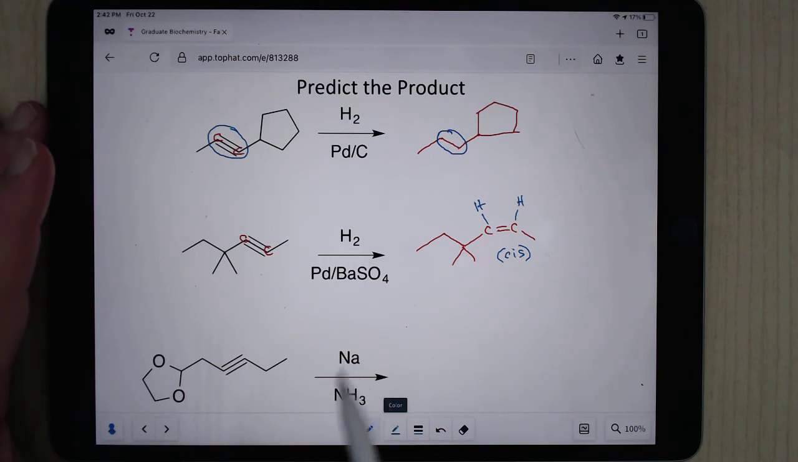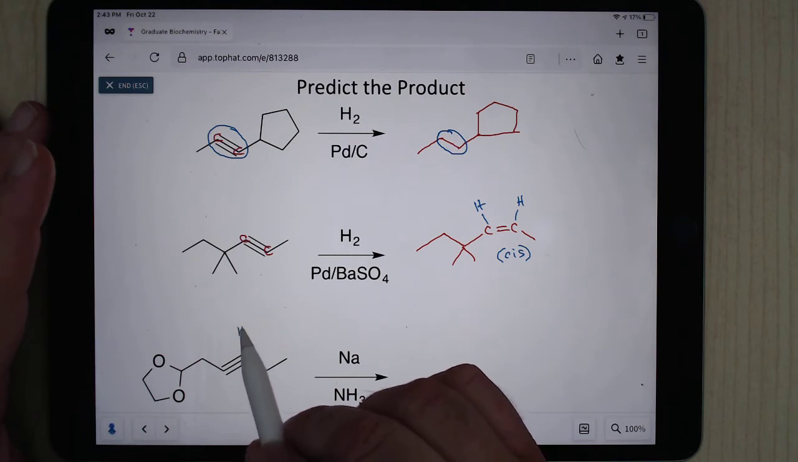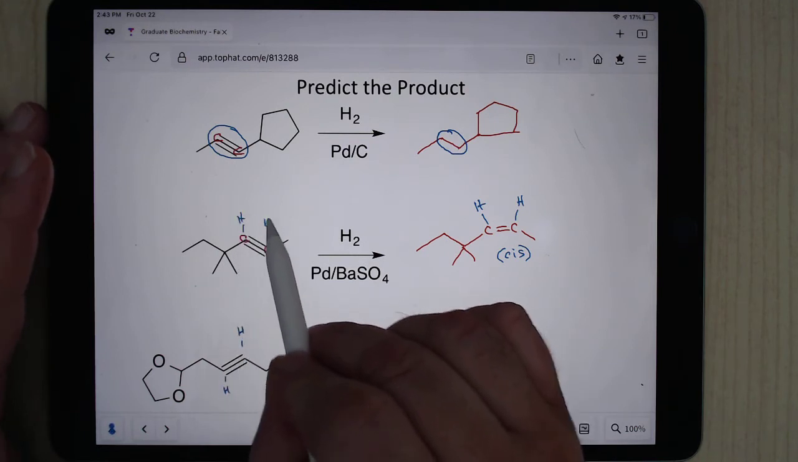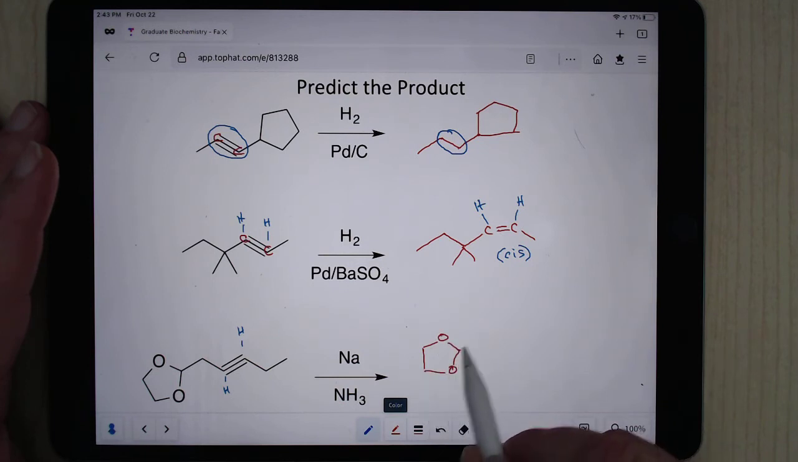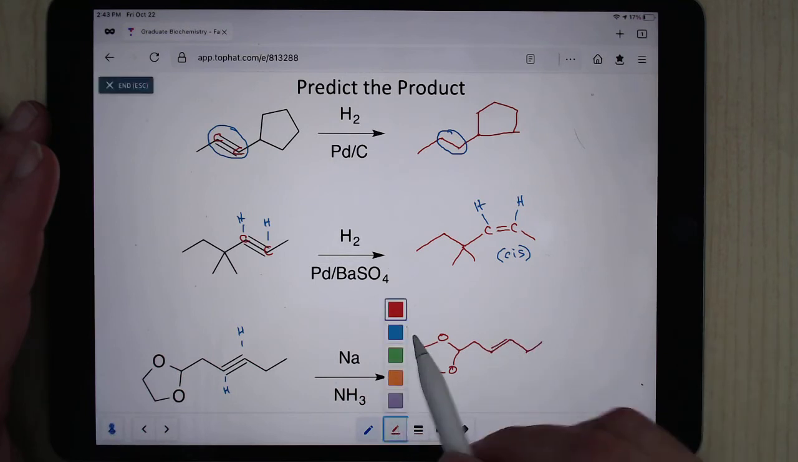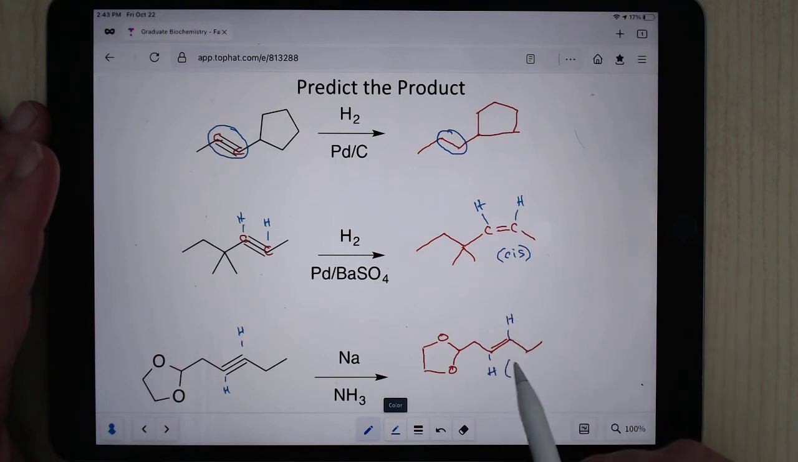Opposite is true with the sodium in the presence of ammonia. So for here we're going to get one hydrogen here and one hydrogen here. Up here we were going to get the hydrogens on the same side. Right here we're going to get them on opposite sides. So we're going to end up with, we're going to get the trans.